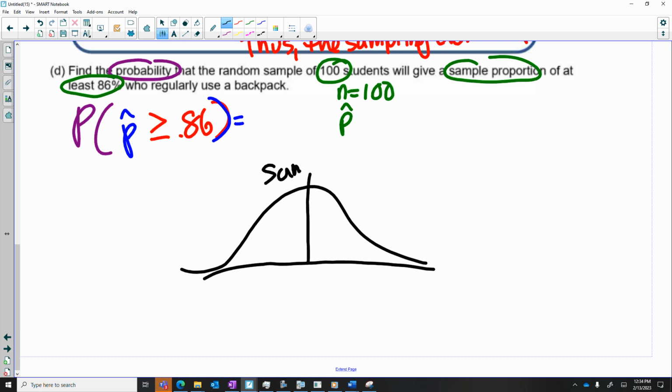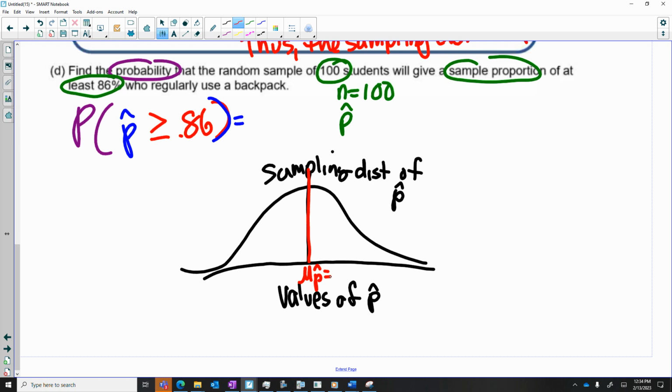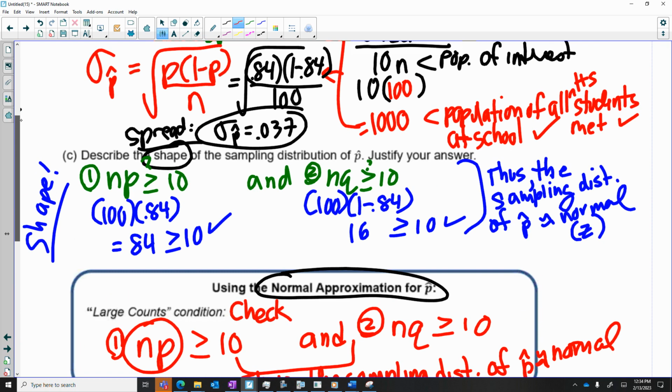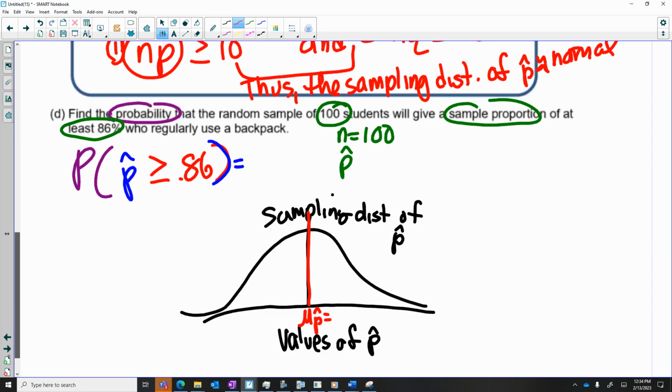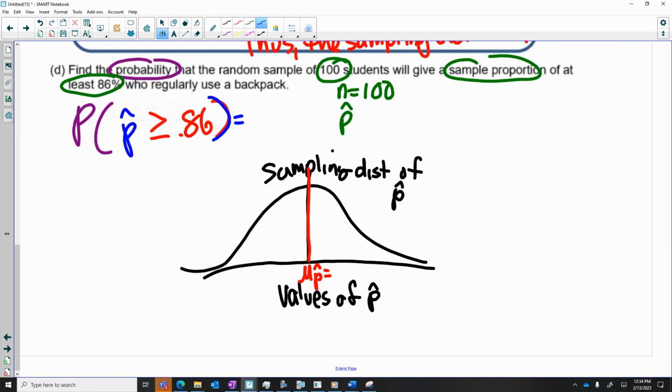What I'm drawing here is going to be the sampling distribution of p hat, which means that if I were plotting this out, all the values of p hat would go on the bottom here on the x-axis, and it would be centered at the mean of all the p hats, which, if you recall from part A of this question, will be centered at 0.84. So you want to center it at the true parameter p, which is 0.84.